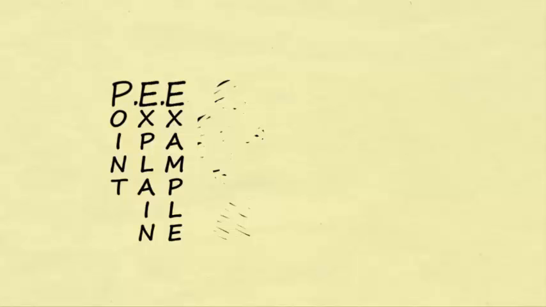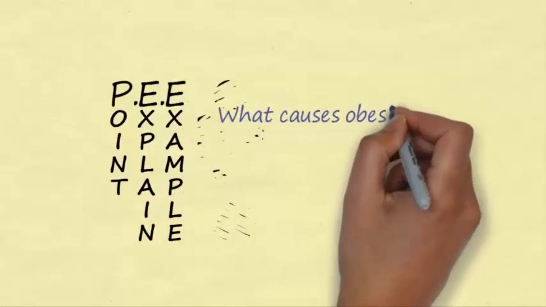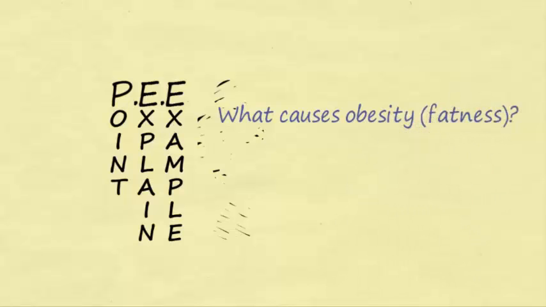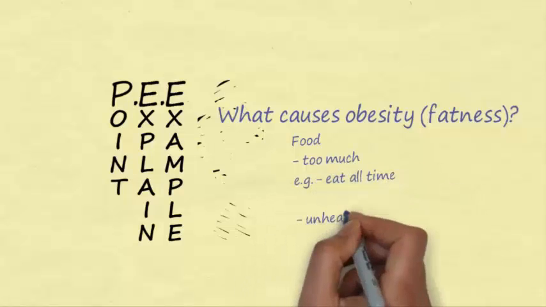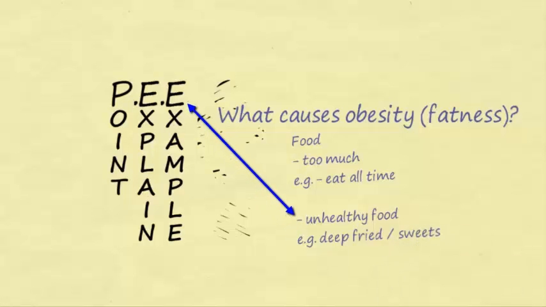So here's an example here. What causes obesity or fatness? Food. Now we need to explain what we mean by food. So it's too much food. It's not just food, it's too much food. For example, eating all the time. A second point might be unhealthy food, and then we give examples and we explain it. By that we mean deep fried food or sweet food. So never forget P. Each of your ideas or your points should have examples.